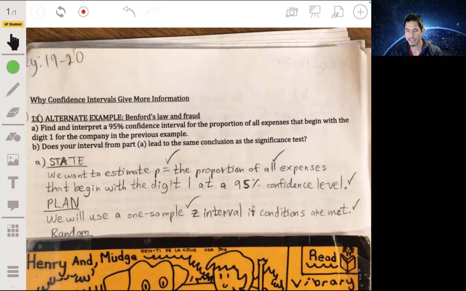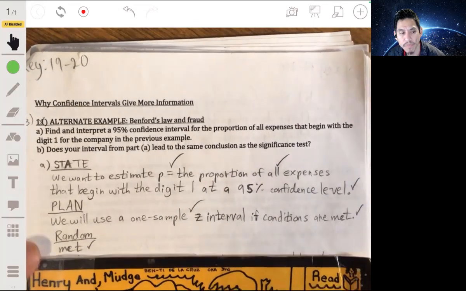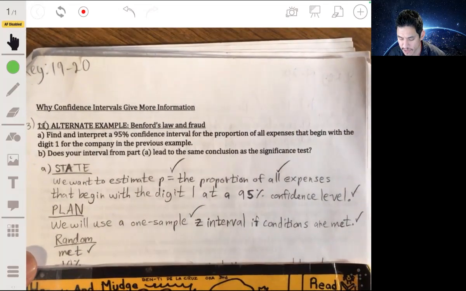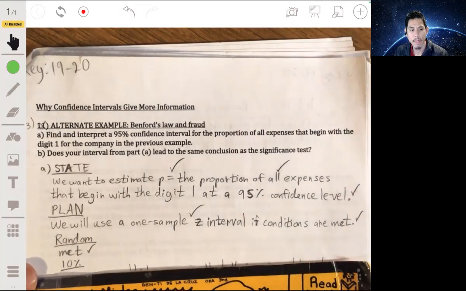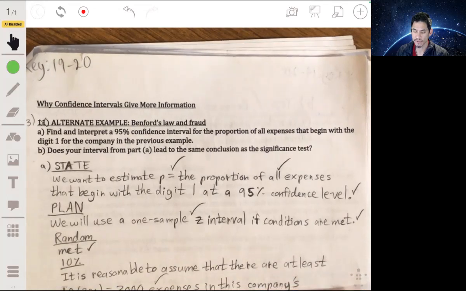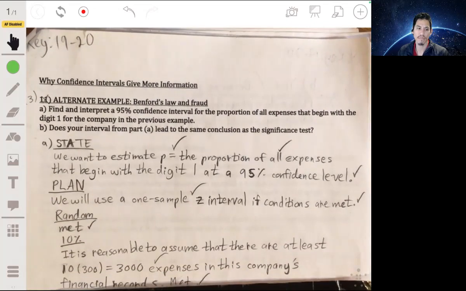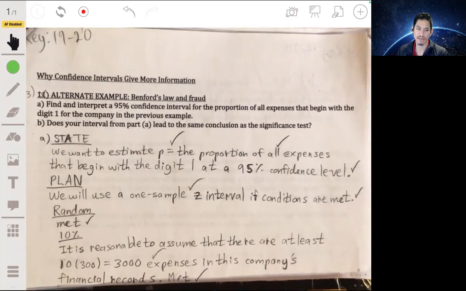So we check the same conditions, but one part is a little different, so I'll show you. Random samples, again, we can say it's met. 10%: again, same thing. We can just say that it's reasonable to assume that there are at least 3,000 expenses in this company's financial records. So this is met.